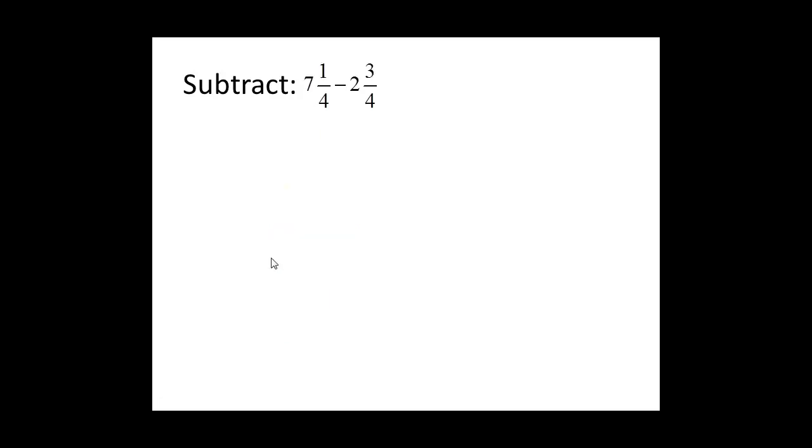We will do this problem using method 1 as well. We will line up our whole parts and our fraction parts in this subtraction problem. Notice our denominators are the same, so we will subtract our numerators, 1 minus 3. But we can't do this. We can't take 3 from 1, so what we need to do is we need to borrow from our whole number.